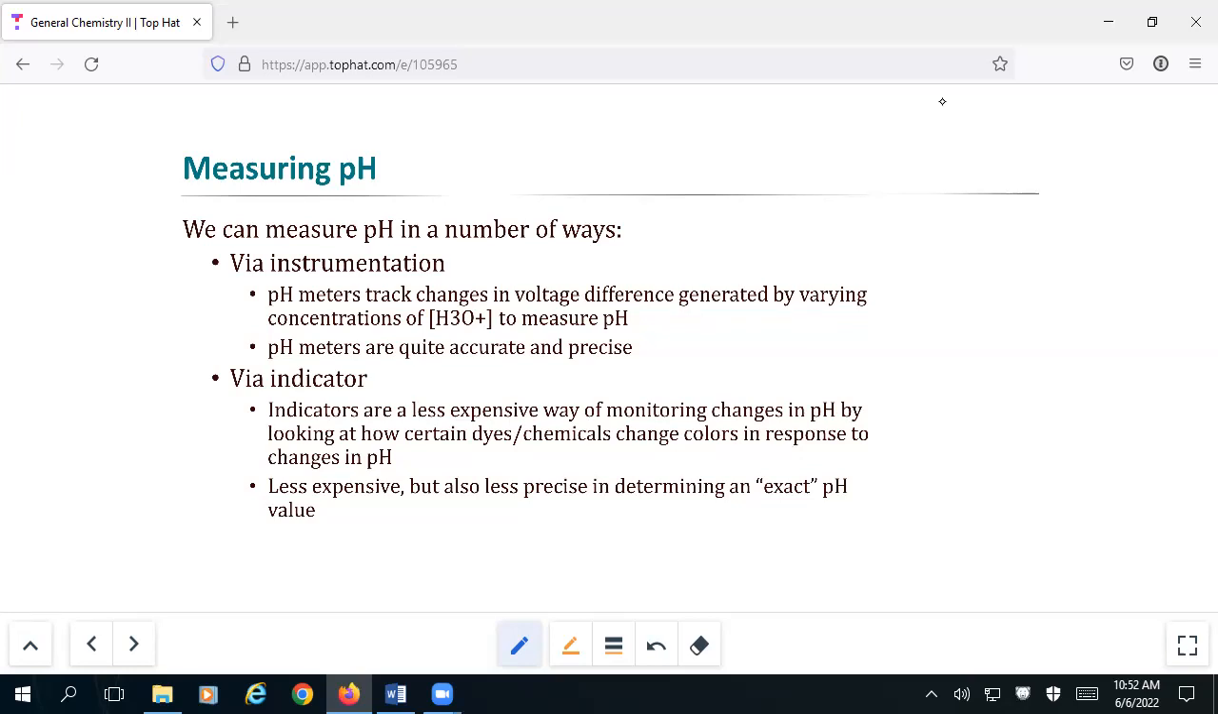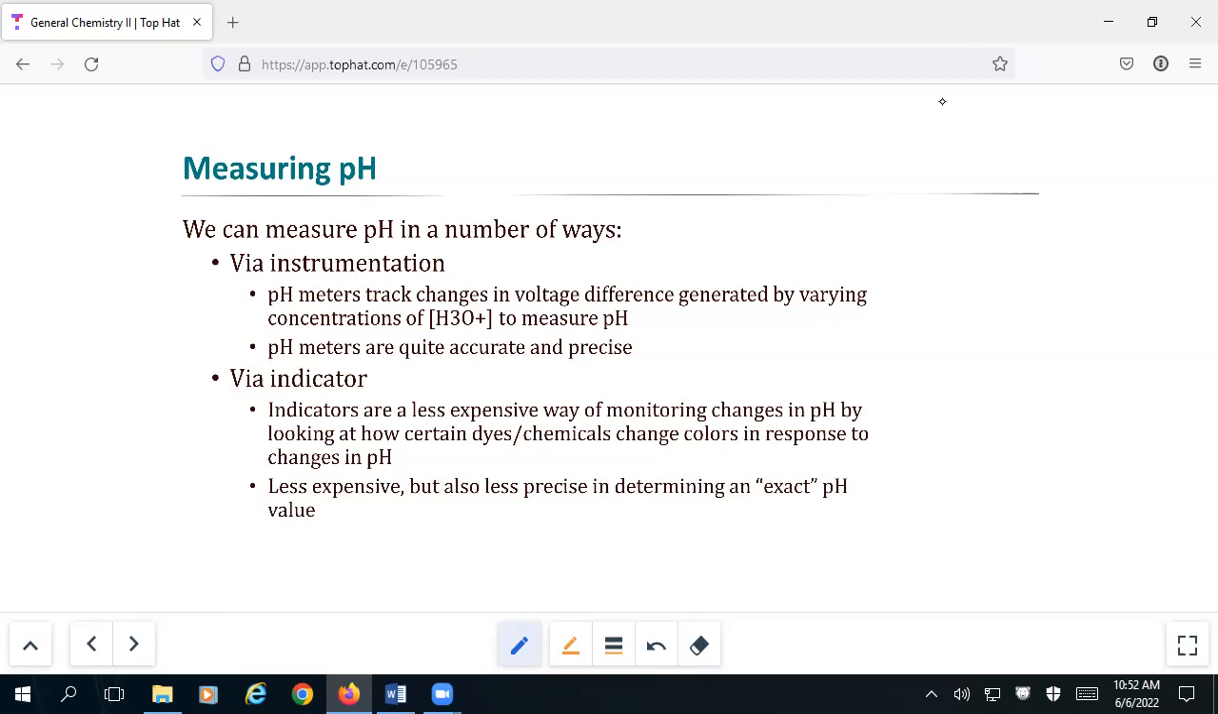pH indicators are really good at monitoring pH changes and giving us a visual stimulus to help us, which is why we use them in titration so often. We can look at it and go, okay, that's enough. It went from colorless to pink, and I can see the difference. I know I'm there. I know I'm close at least.